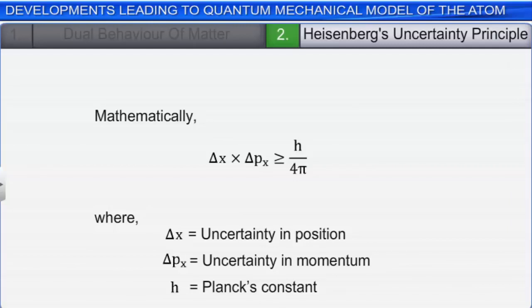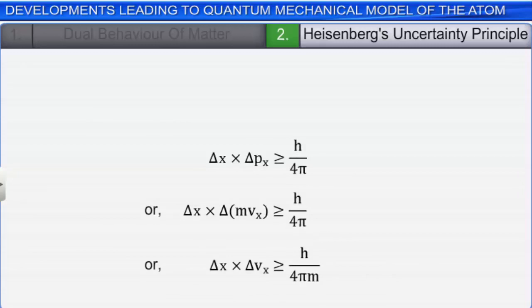Mathematically, Heisenberg's uncertainty principle can be expressed with the equation delta x multiplied by delta px is greater than or equal to h divided by 4 pi, where delta x is the uncertainty in position and delta px is the uncertainty in the momentum of the particle. This equation can also be expressed in terms of mass and velocity of the particle.